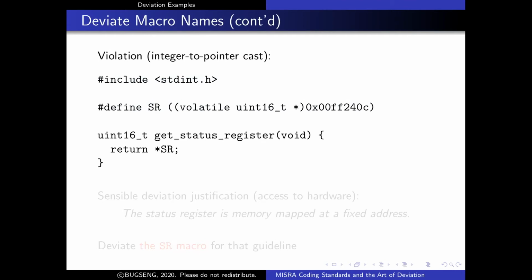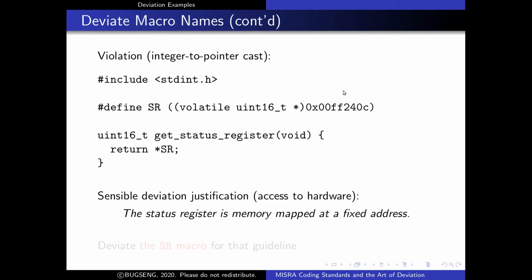We have to access a status register. The status register address in the form of a pointer is defined by a macro that presumably is in one of the header files provided by the hardware supplier. And this contains a cast between an integer and the pointer. So this is a violation, and the sensible deviation justification, for the reason of access to hardware, is that the status register is memory mapped at a fixed address. So the suggestion here is to deviate precisely the SR macro for that guideline alone.